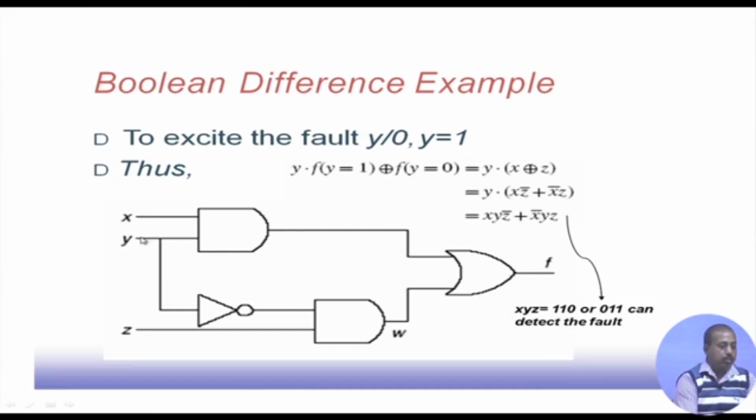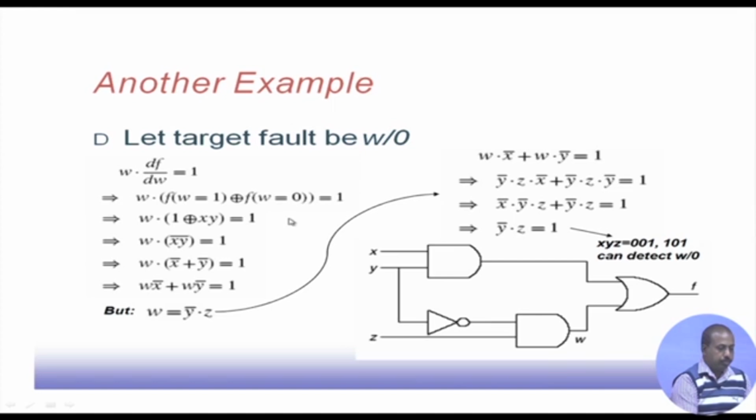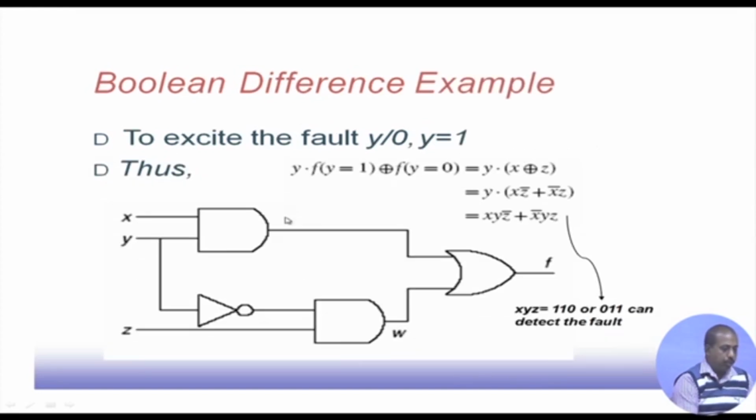So, we are trying to check y equal to 0, y stuck at 0. So, it is putting y to be equal to 1. So, the excitation part is satisfied. Now, this x is 1 and z is 0. So, since x and y both are 1, this fault free output is 1, and if the fault is present, then also this output will be 1.